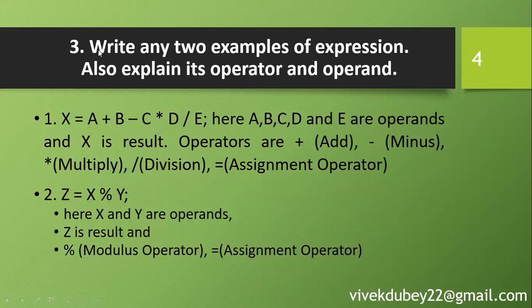Now the third question: write any two examples of expression. Also explain its operator and operand. So here I am explaining the two expressions. First is x is equal to A plus B minus C multiply D and divide E. Now E here is dividing only by D, not by all. Okay. So in this expression, the symbols A, B, C, D, E are nothing but operands. And X, of course, is the result.